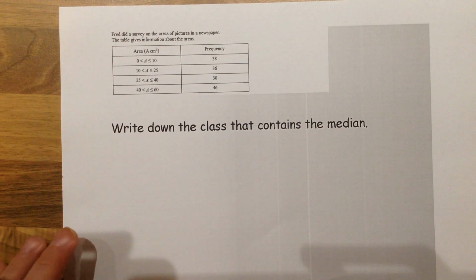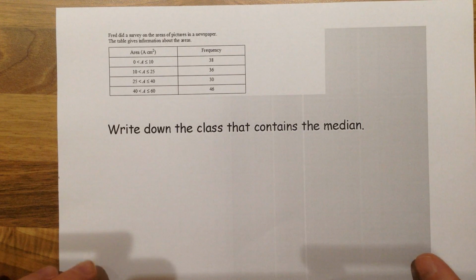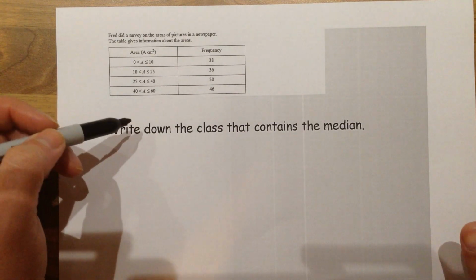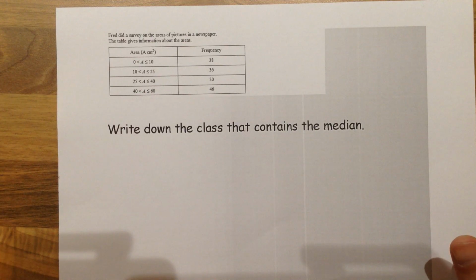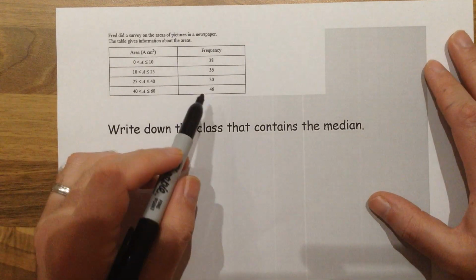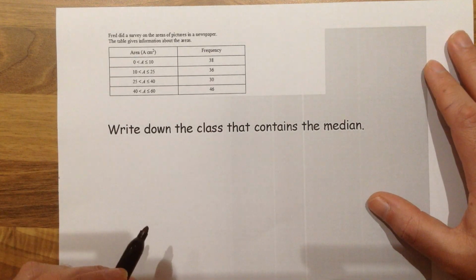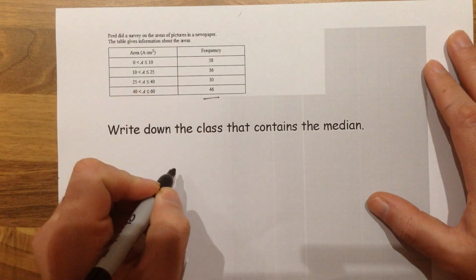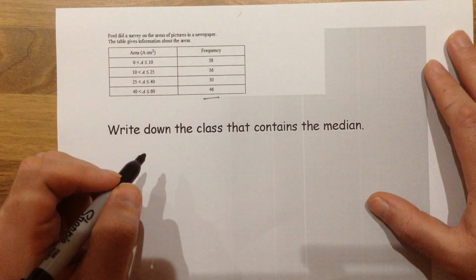In this video we're going to start off by looking at finding the median, or at least in this case the class that the median lies in. Well, the median is the middle number, so the first thing we would have to do is work out how many people this little survey actually represents. So we would do that by adding together all of the numbers in the frequency column.